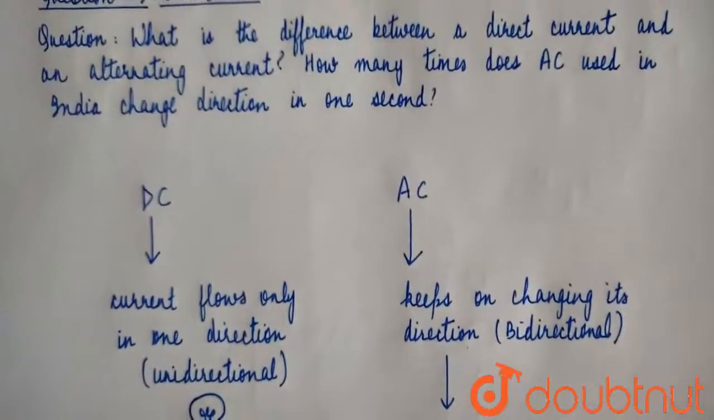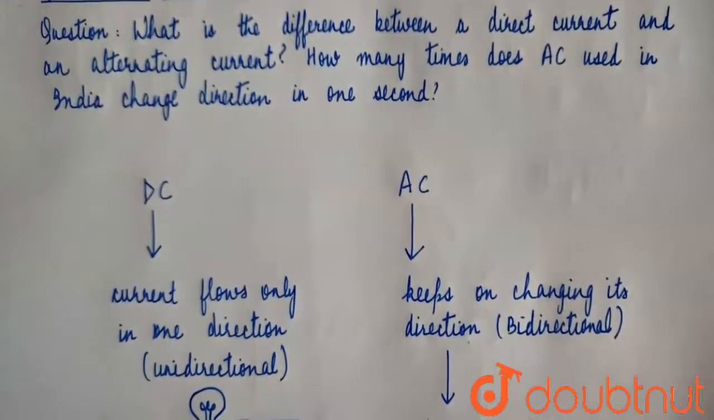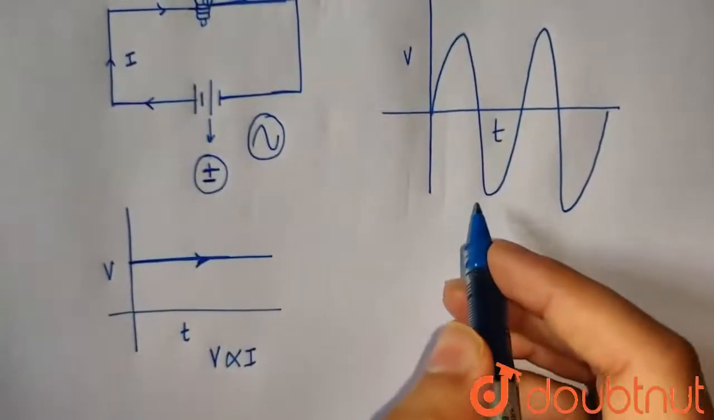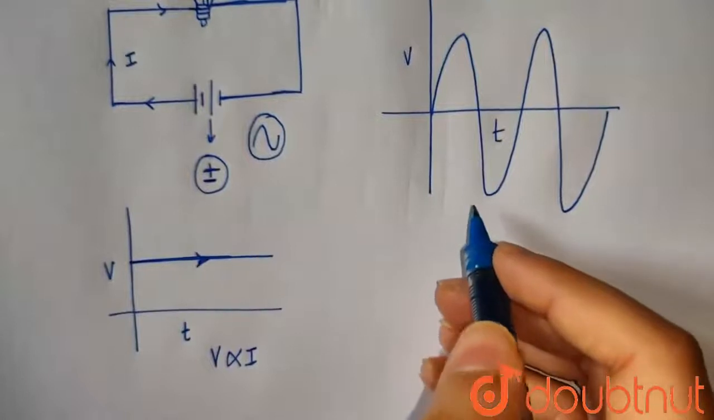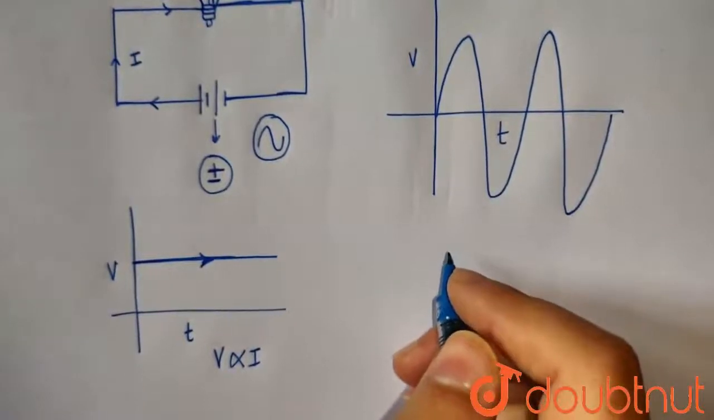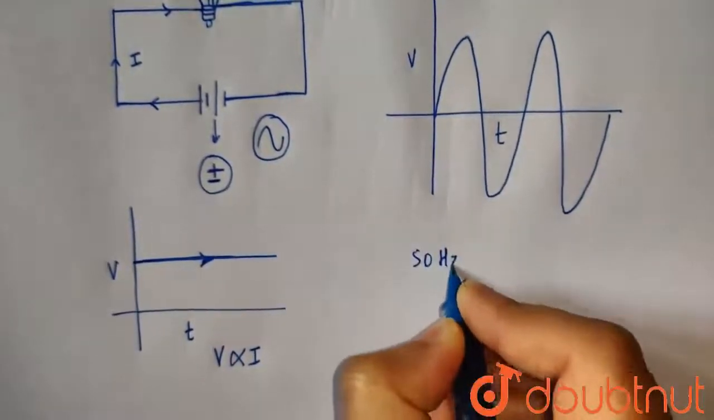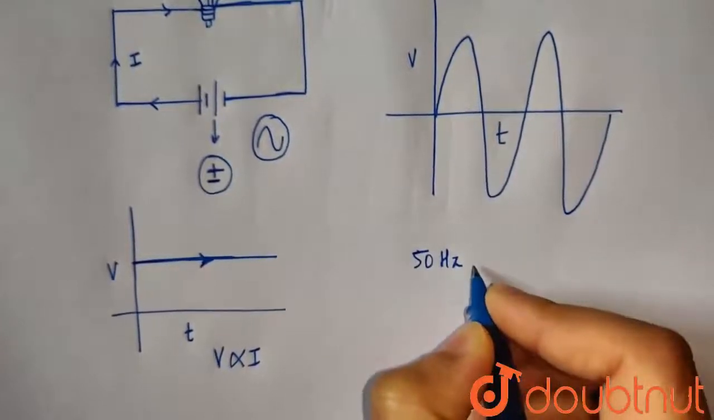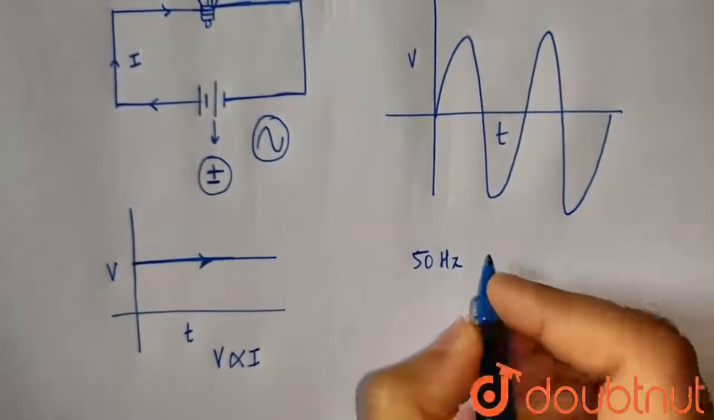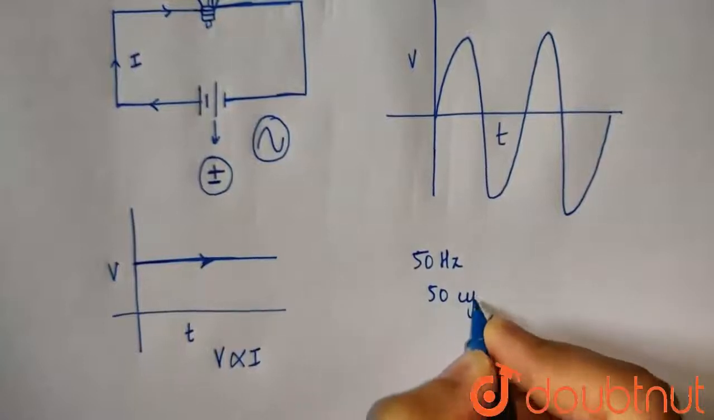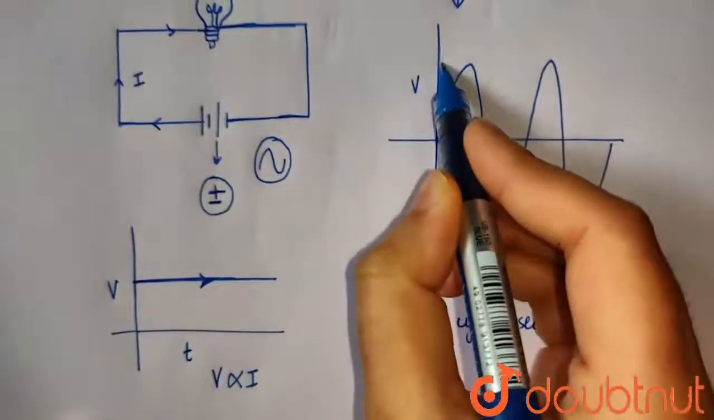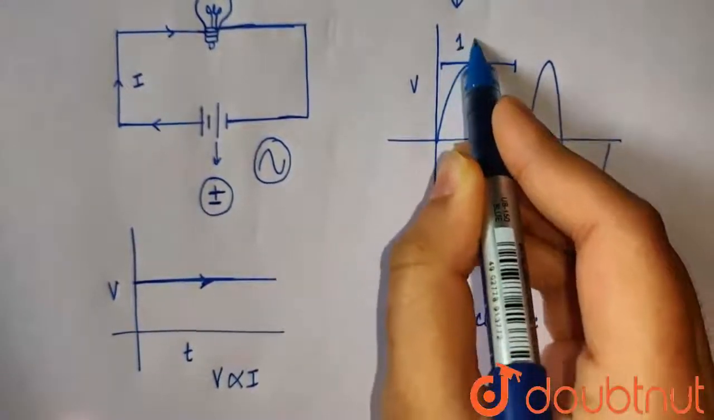The second question is, how many times does AC used in India change direction in 1 second? Also, AC is the current that is supplied to our homes. And in India, the frequency of the AC produced is 50 hertz. That means, or we can say, 50 hertz means 50 cycles per second. And this is one cycle. Distance from this to this is one cycle.